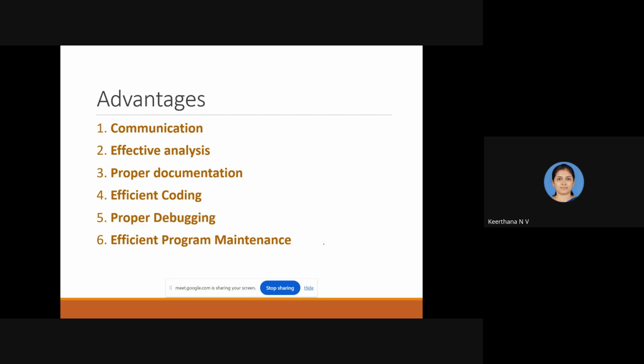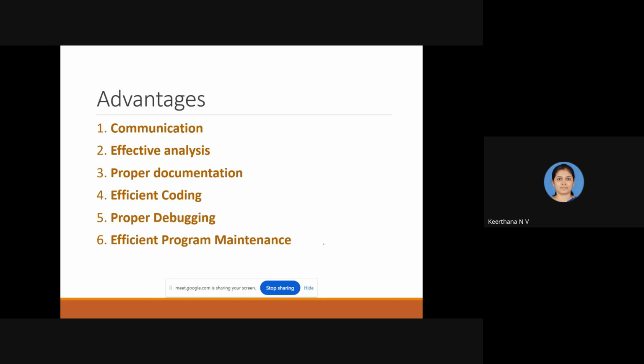It is easier communication, and input and output analysis can be done effectively. It will look like proper documentation with less paperwork, and it will be effectively understood by the programmer. If it is an algorithm, a programmer has to read line by line and understand it. After that they have to write a program.